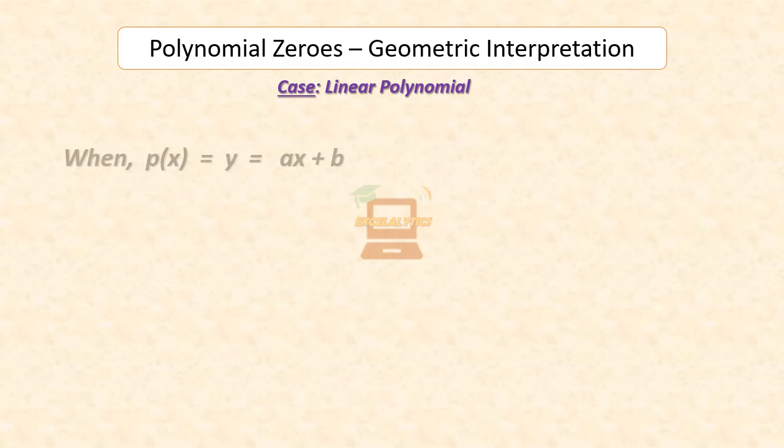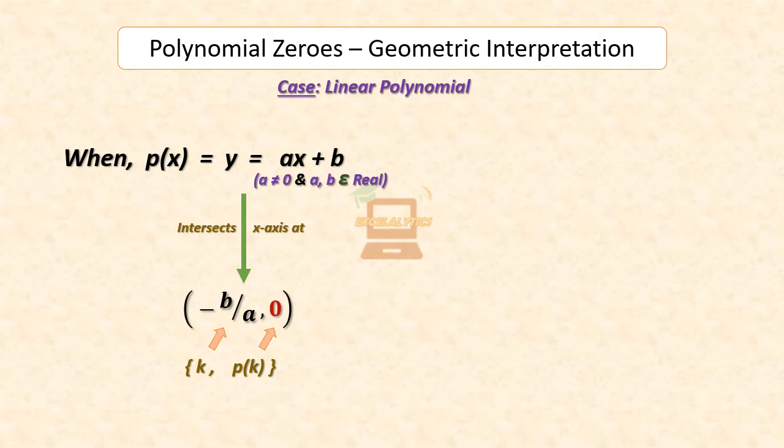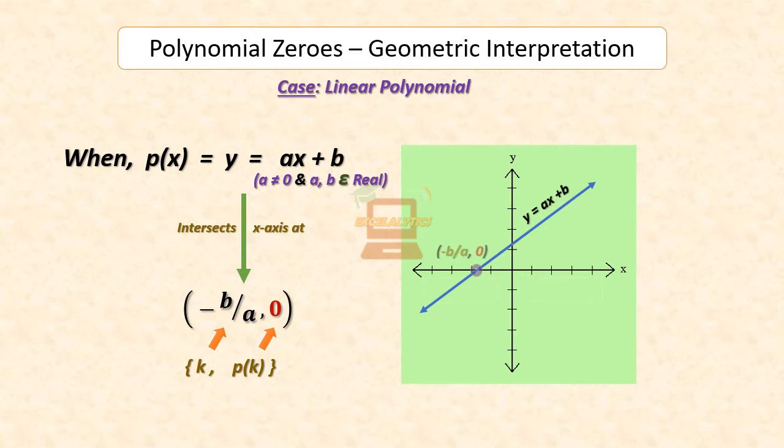In general, whenever we have a linear polynomial p of x equal to y equals a times x plus b, where a is non-zero, the polynomial has only one zero, which is the x-coordinate of the point where the graph intersects the x-axis, that is minus b by a, 0. In other words, it can be geometrically located at the point where the graph of the polynomial intersects the x-axis.